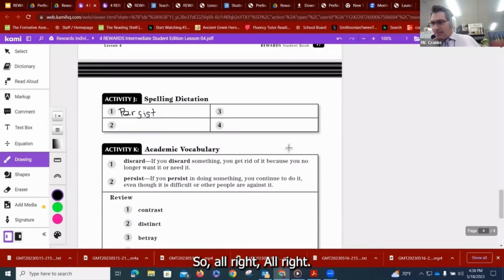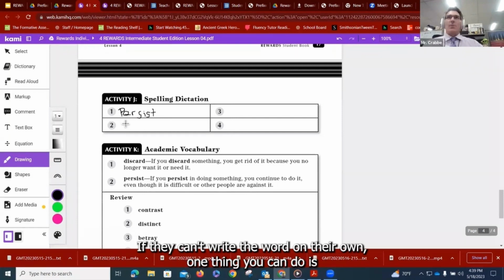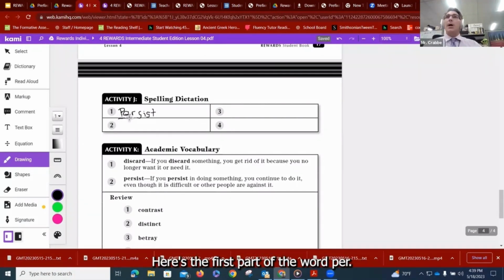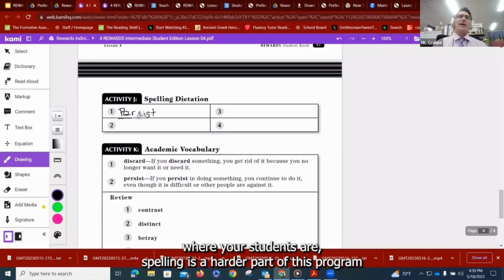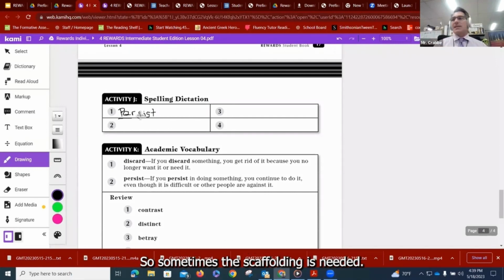So another thing is, if the students are having trouble and you need to scaffold it, if they can't write the word on their own, one thing you can do is write the first part of the word, per, and then have them write the second part. Here's the first part of the word, per. Let me write that for you. And then can you write the second part? And so you'll say the word is persist. Go ahead and write the second part of the word persist. And then they'll write the second part, because you have to gauge where your students are. Spelling is a harder part of this program for some kids, actually writing down the words and knowing how to spell them. So sometimes the scaffolding is needed.